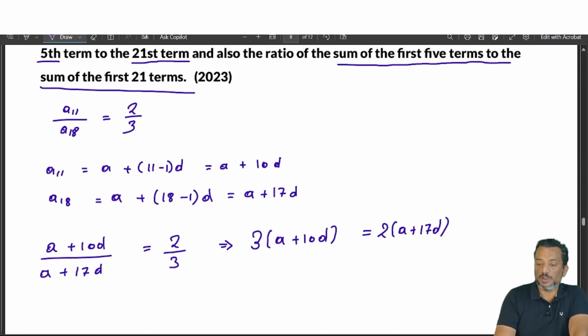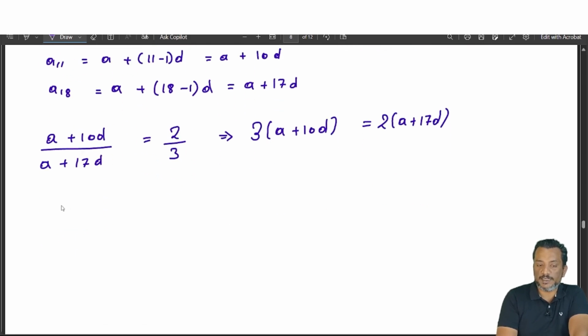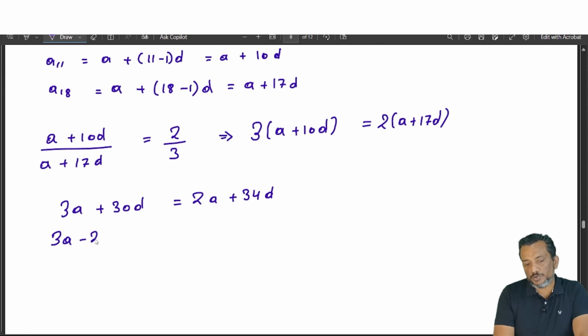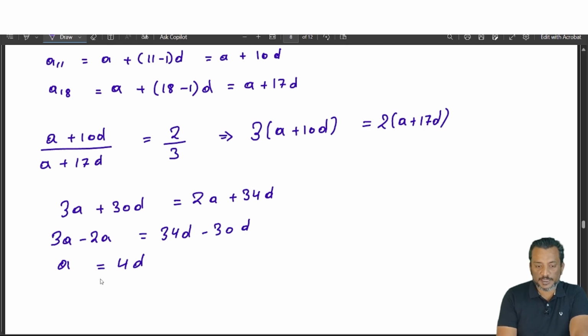Hope you are getting it? Now after that you can solve this one. So you can say 3A plus 30D is equal to 2A plus 34D. Now again same way, bring all the A values to one side and D values to the other. So here 3A minus 2A is equal to 34D minus 30D. So which means A is equal to 4D, you will get it here.